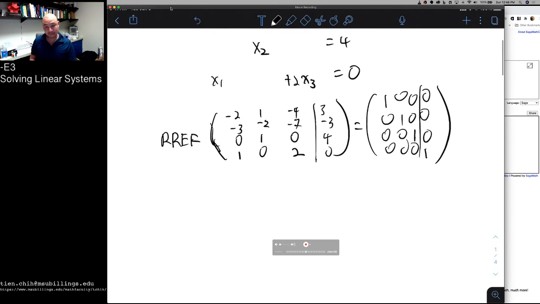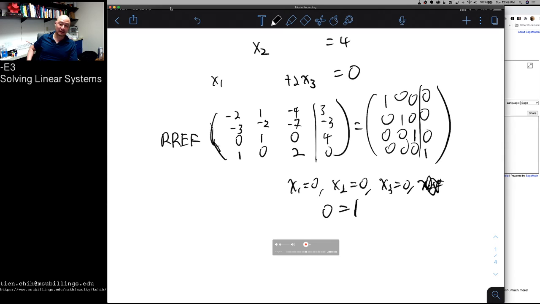So if I were to interpret this augmented matrix as a system of equations, what I would see is, hey, x1 has to be 0, x2 has to be 0, x3 has to be 0, and x4 has to be, or sorry, there's no x4, and this last row is telling me that 0 has to be 1. Well, that's curious, because it is not possible for 0 to be 1, right?